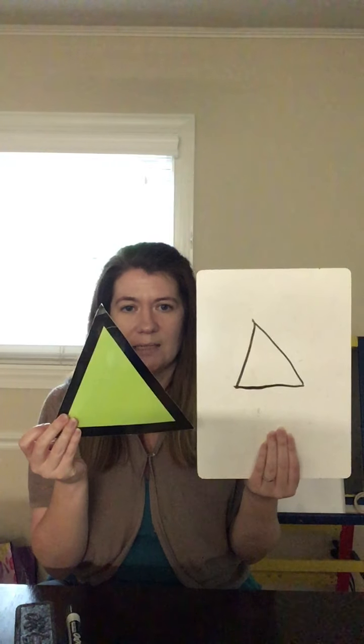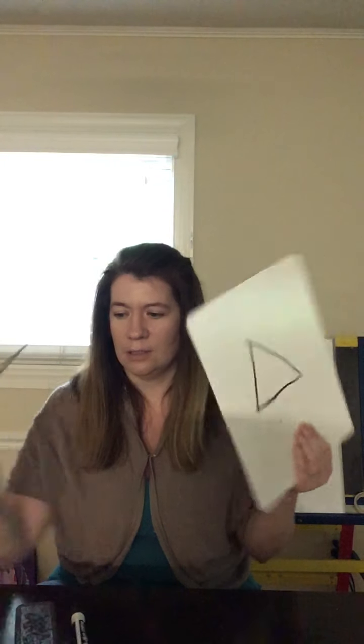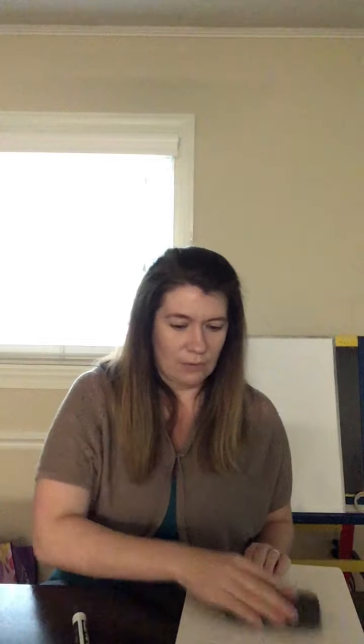Now we're going to draw the shape that we identified. So if you have a piece of paper and something to write with, you can draw with me. In order to make our triangle, we need to have 3 lines. 1 line, 2, and then the 3rd line goes back to the top, just like that. A triangle. 3 sides and 3 corners. Good job.